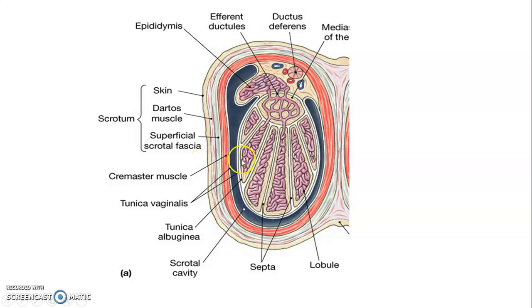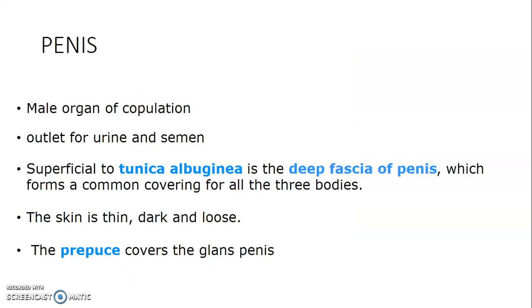And remember, the outer coverings from skin to superficial fascia that has dartos, then Colles fascia, which is the membranous part, then external spermatic fascia from external oblique, cremasteric muscle from internal oblique aponeurosis, then internal spermatic fascia from fascia transversalis before you get to tunica vaginalis, which is from peritoneum.